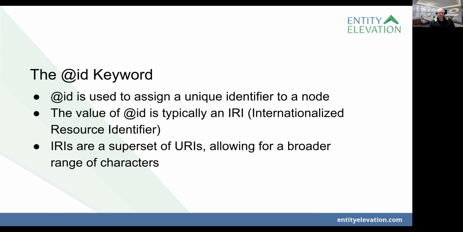So the @ID keyword. When you're working with JSON-LD, you'll use @ID to give a unique identifier to a node. But what exactly should this identifier be? Well, typically the value of the @ID is an IRI, which stands for Internationalized Resource Identifier. Now, if you're familiar with URIs, which is Uniform Resource Identifiers, IRIs are like their more inclusive cousins, per se. They allow for a broader range of characters, including international characters, which is great for global SEO, but in practice, you'll often see @ID values that look like URLs.